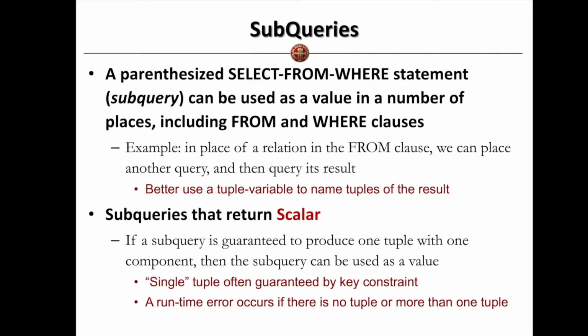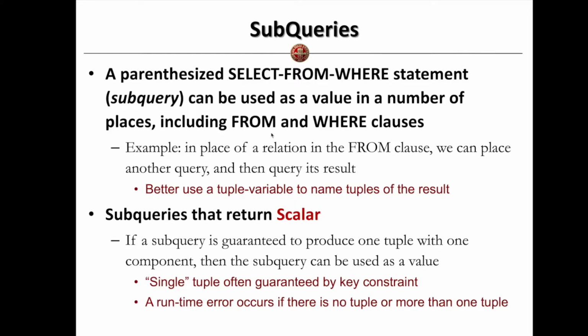It's called subquery. A parenthesized select from where statement, the subquery, can be used as a value in a number of places, including both the from and the where clause. What does this mean? Before we mentioned that for the from clause we need to work on some relations, right? For the where clause we need to work on some conditions. And they are also based on the relation in the from clause.